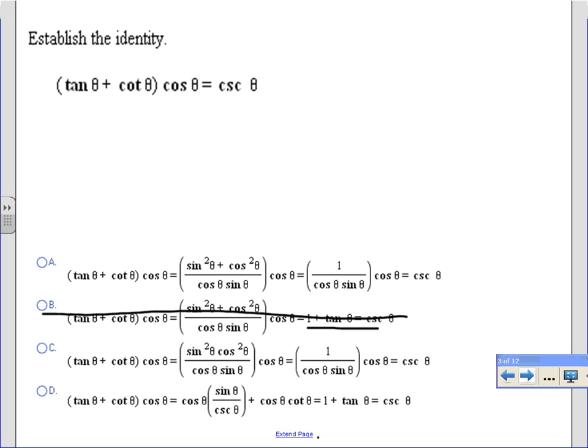Now, let's look at choice C. Now, if you notice, choice C has the same thing as A. So that kind of makes sense. And notice that choice D has the same last step as choice B. They have 1 plus tangent theta equals cosecant theta. Well, 1 plus tangent theta is not going to be cosecant theta. So D there is not a choice either.